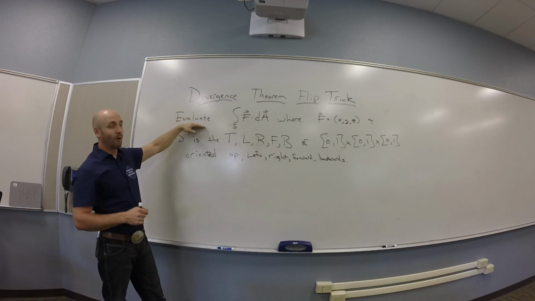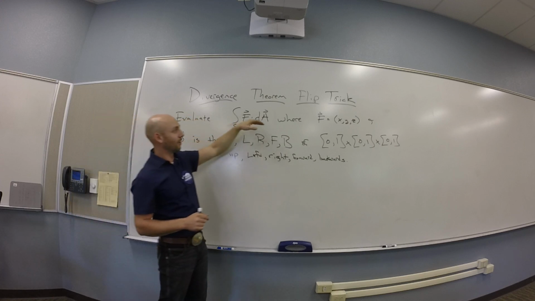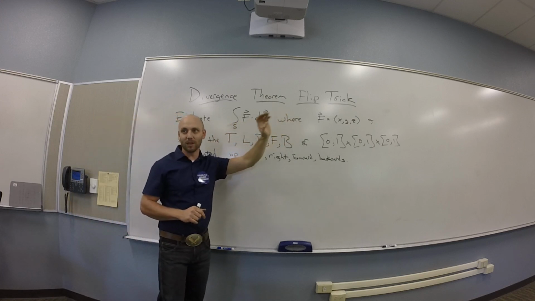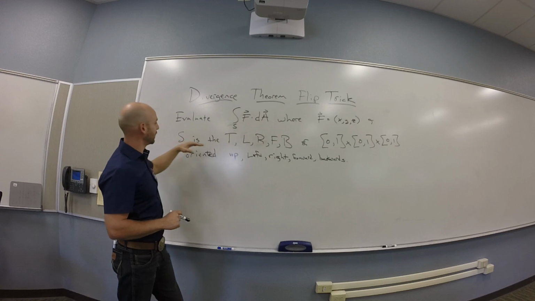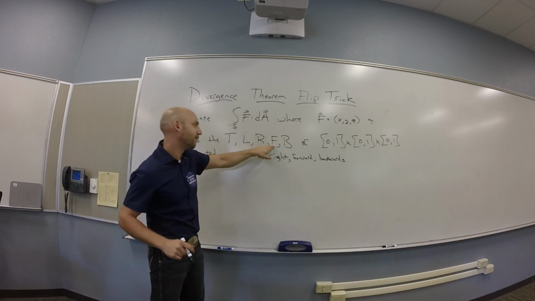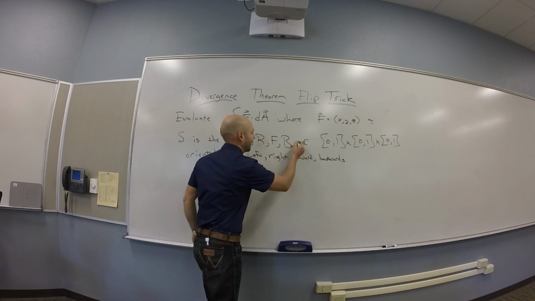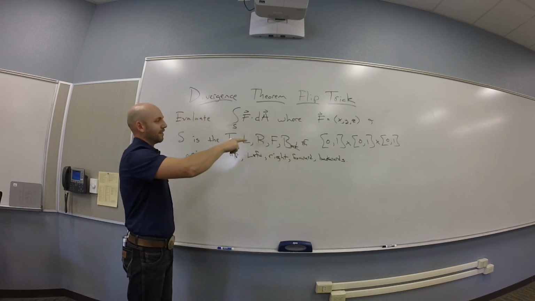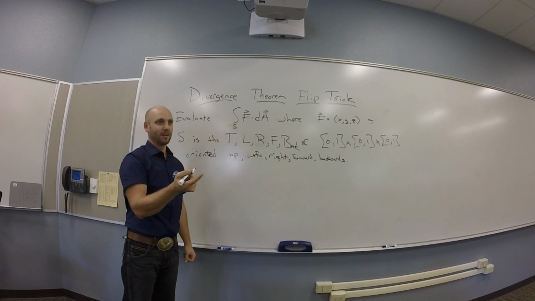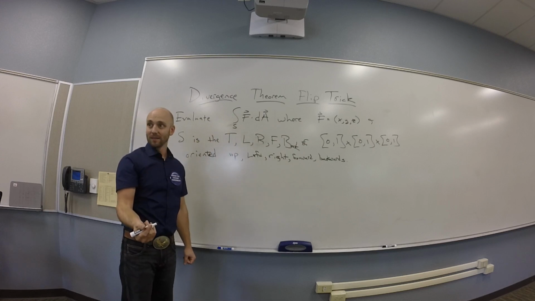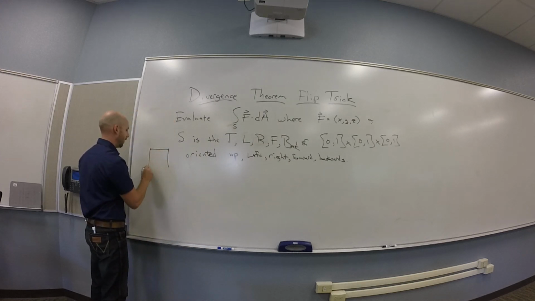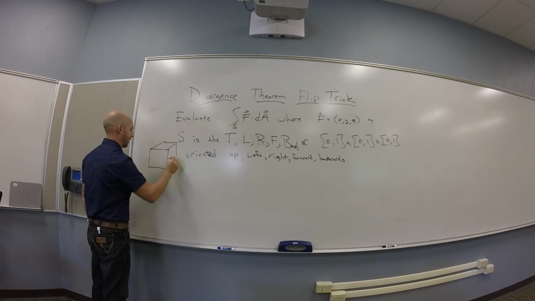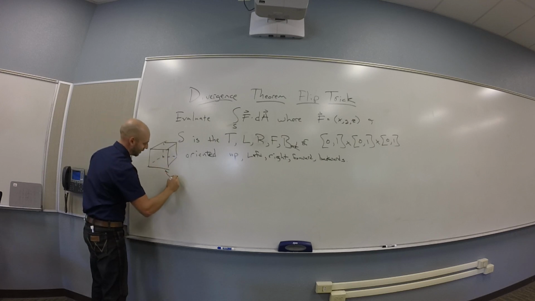So what I want to do is evaluate a flux integral where I have some vector field. I just picked x, y, z. Pick some vector field, and your surface is the top, left, right, front, and back of a 0,1 by 0,1 by 0,1 cube, right? So this is 5 sides of a cube. You guys all see that? My picture is a cube, but the bottom is missing.